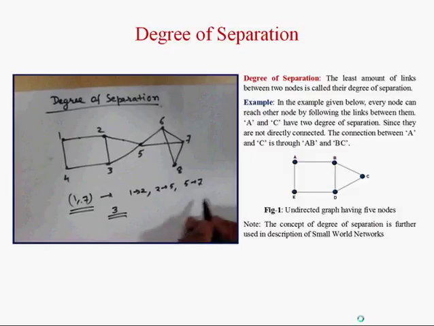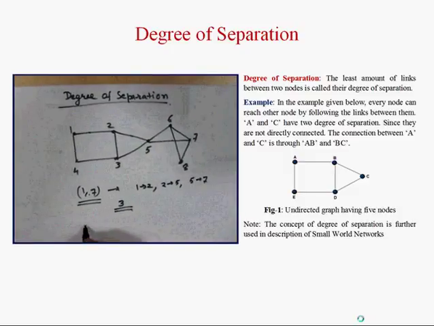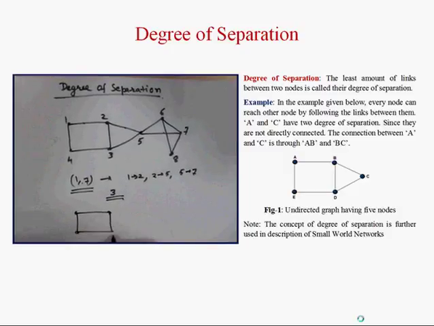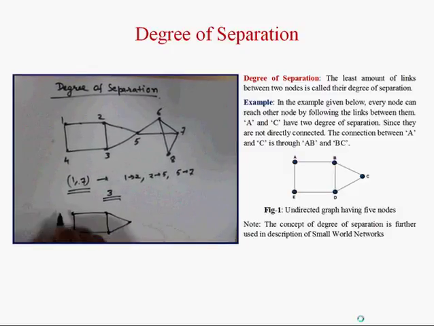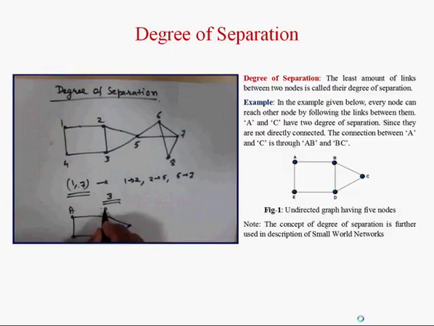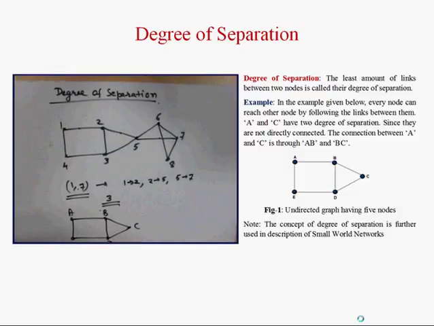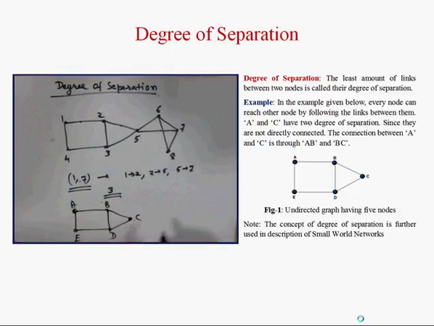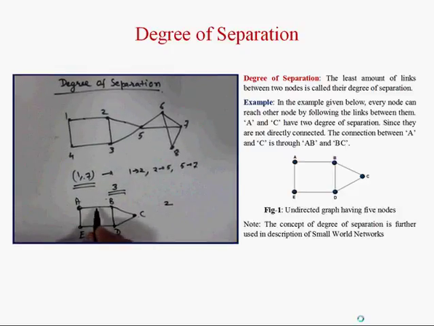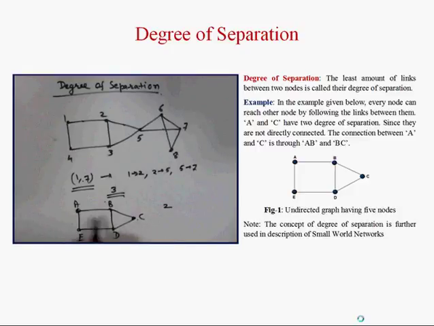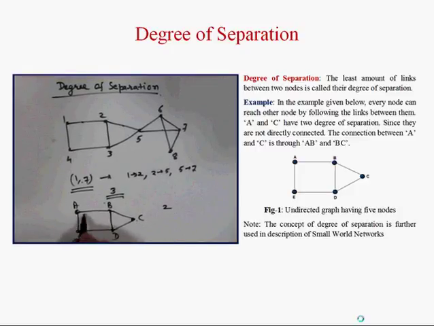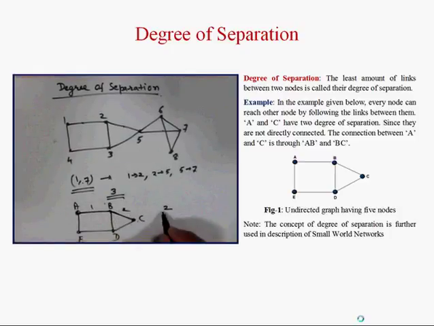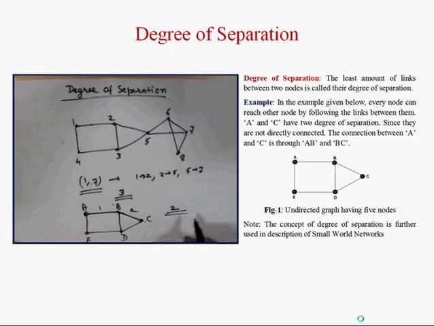Another example, suppose we have a network like this. Then the degree of separation between A and C will be 2, because there is no direct connection between A and C, and so we will use the minimum number of links, first and second. So the degree of separation between A and C is 2.